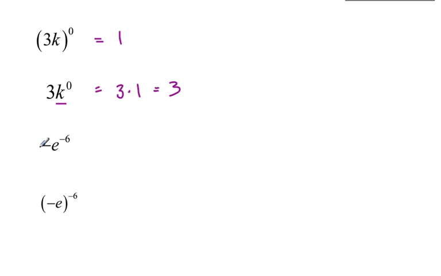Down here, the negative is on the outside, so I have negative 1 over e to the 6th, because this negative simply puts e in the denominator. And here, I get 1 over negative e to the 6th, but since 6 is an even power, that's going to be the same as 1 over e to the 6th, because my negatives, when I take it to the 6th power, all cancel out.